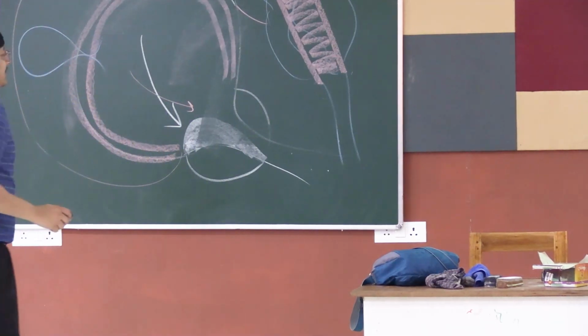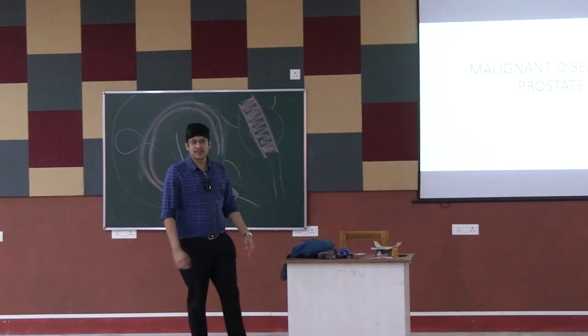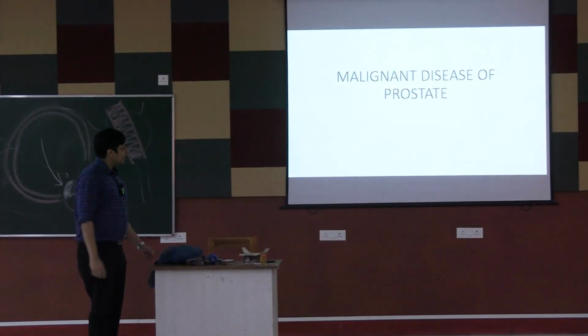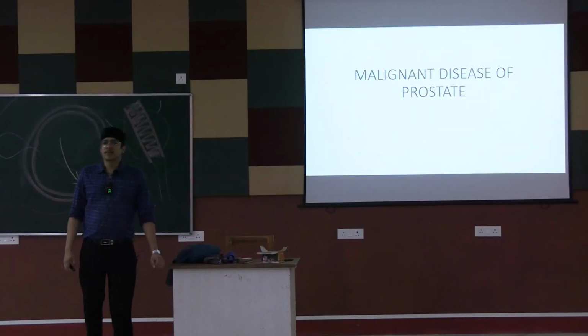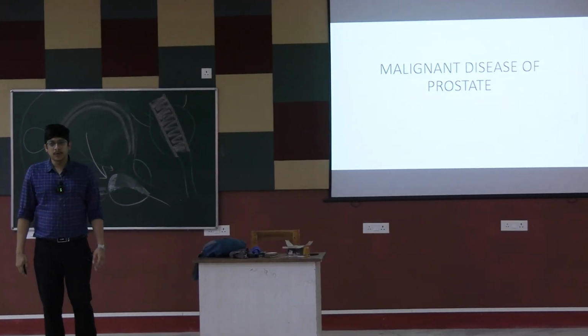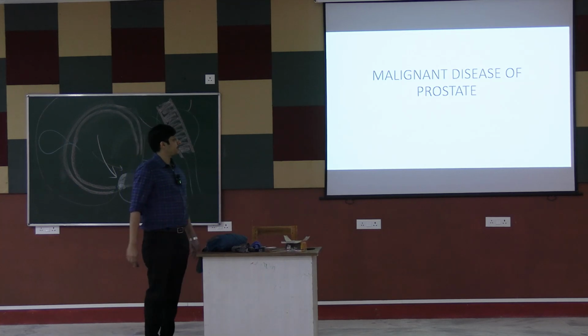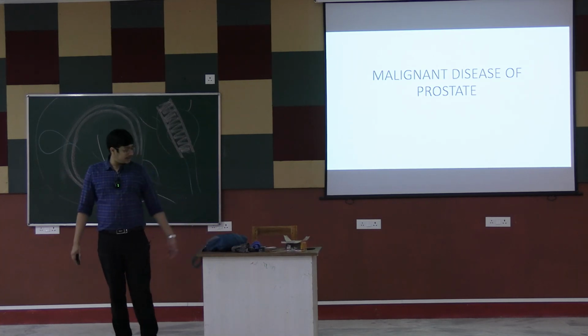We will have to discuss something about this malignant disease of the prostate. So, as I said, malignant disease of the prostate affects which part of the gland of the prostate? Do you remember? It affects mostly the peripheral zone of the prostate.